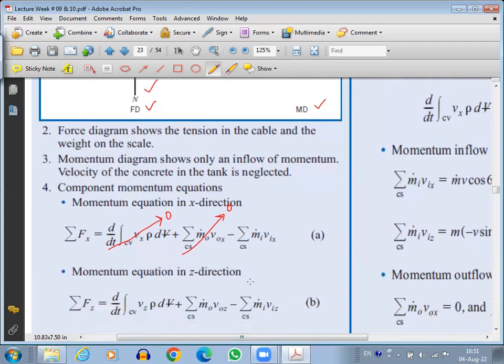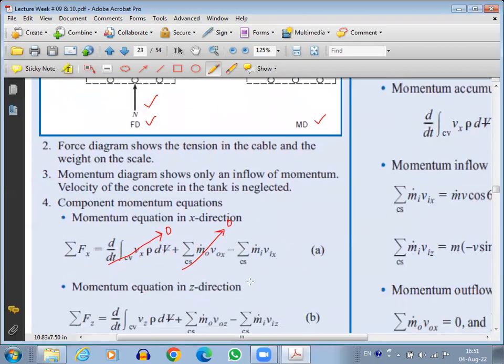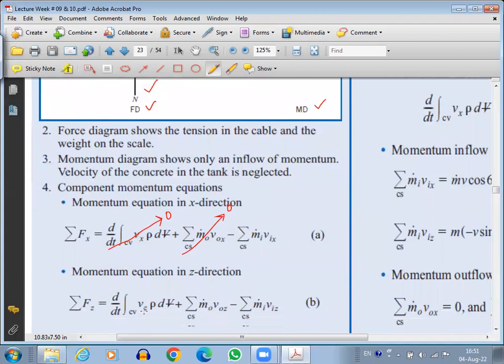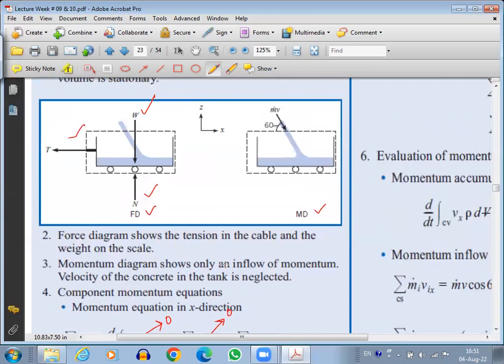Similarly, again, look here, summation Fz. So we have forces in the z direction. The accumulation term will again be zero for the same reasons. There won't be any fluid going out, but we will have a component of fluid coming in.